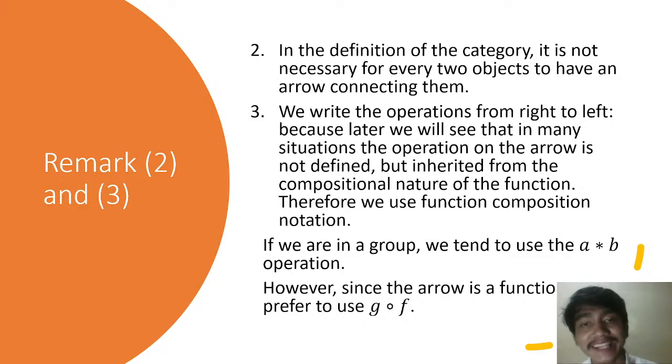The third remark, we write the operation from right to left because later we will see that in many situations the operation on the arrow is not defined but inherited from the compositional nature of the function. Therefore, we use function composition notation. If we are in a group, we tend to use the A star B operation. However, since the arrow is a function, we prefer to use G compose F.